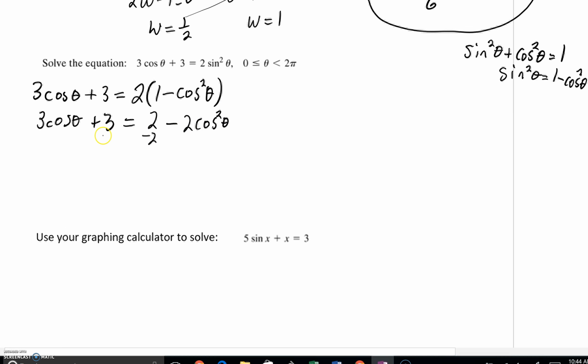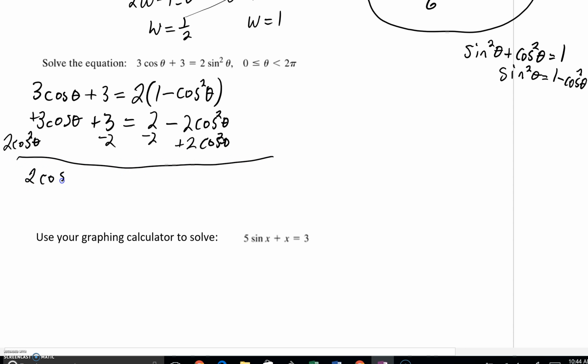We can subtract a 2 and also add this 2 cosine squared of theta over here. And this is a positive 3 cosine. So we'll have 2 cosine squared of theta plus 3 cosine of theta. A 3 minus a 2 is just a 1. And then we're going to let w fill in for cosine. Just very similar to what we saw up above in the previous problem.